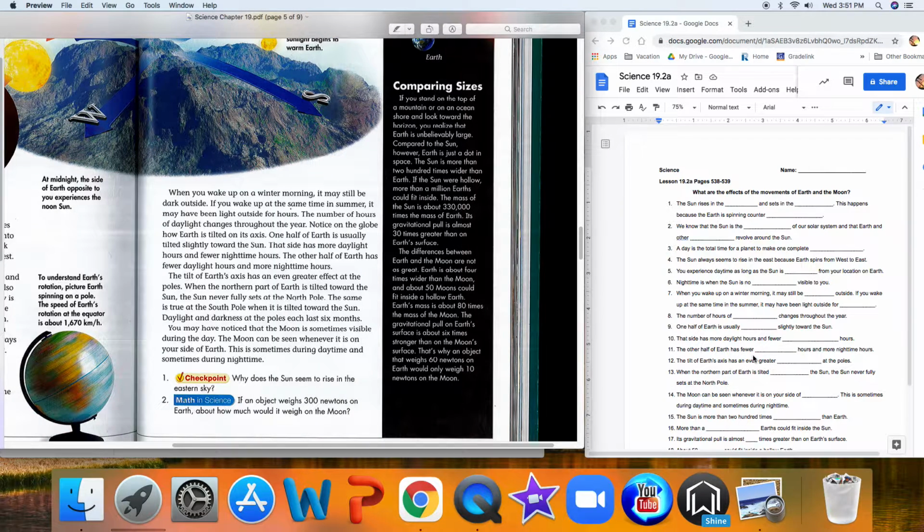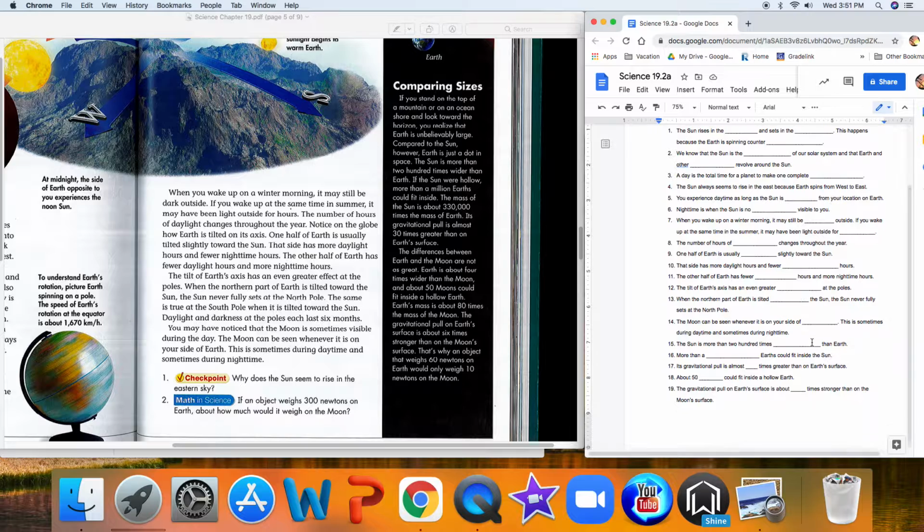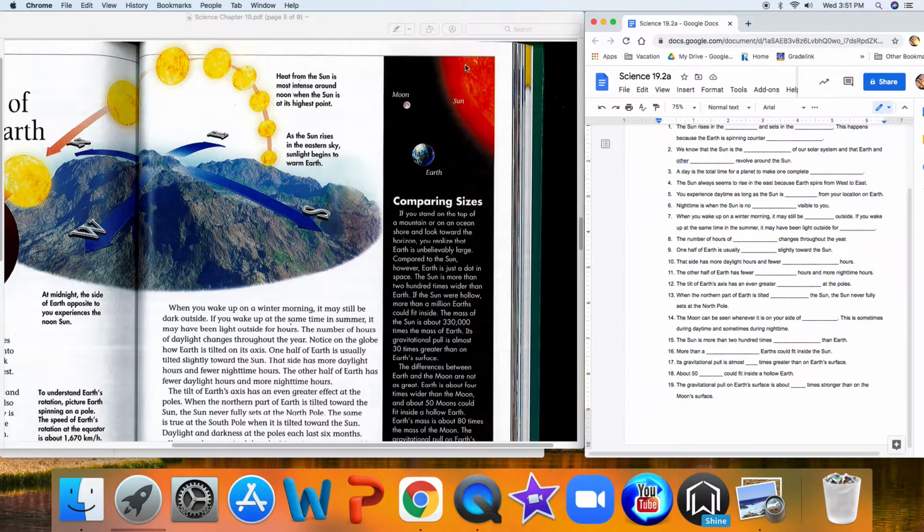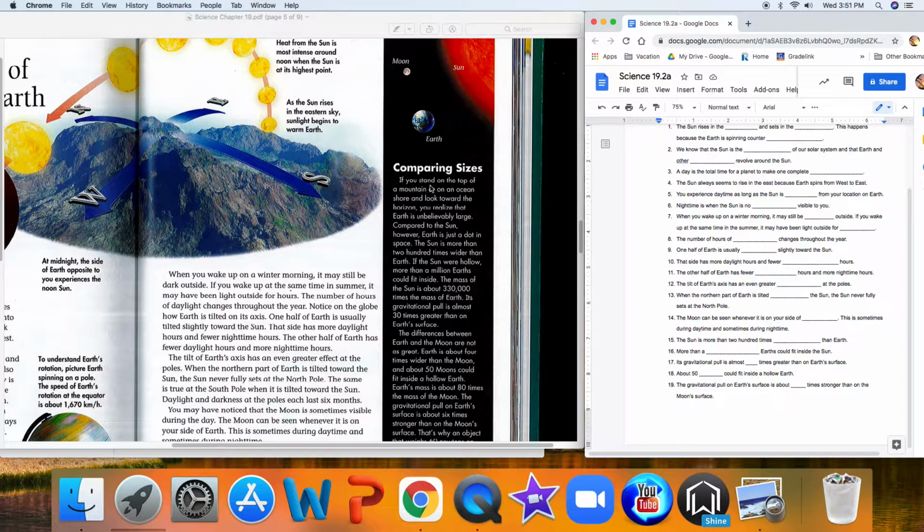Now let's just appreciate the size a little bit of this as we finish up our notes here for today. It says comparing your size, they have a little piece of the sun, they have the moon, and they have the earth. If you stand on top of a mountain or on an ocean shore and look toward the horizon, you realize that Earth is unbelievably large. Compared to the sun, however, Earth is just a dot in space. The sun is more than 200 times wider than the Earth. So if we would hollow out the sun, we could fill it with more than 1 million Earths, guys.